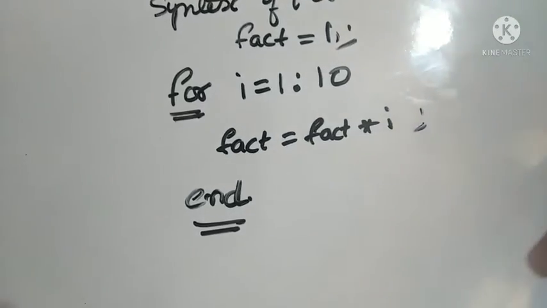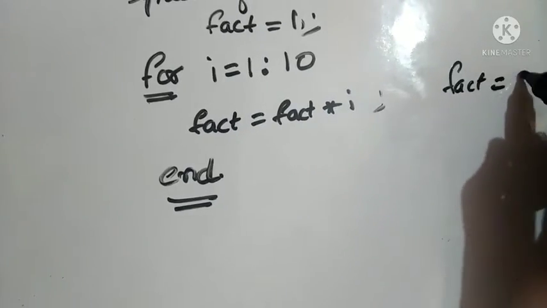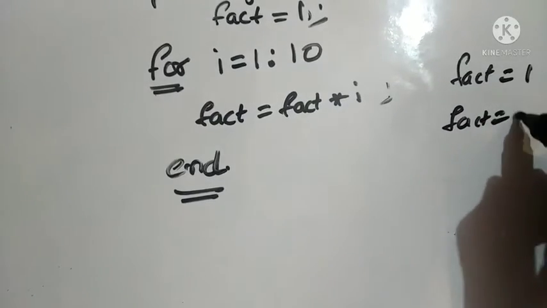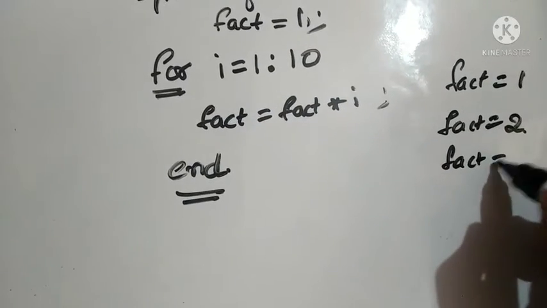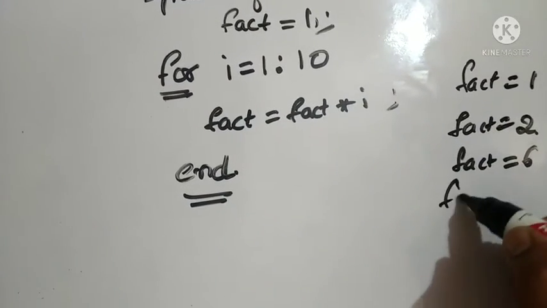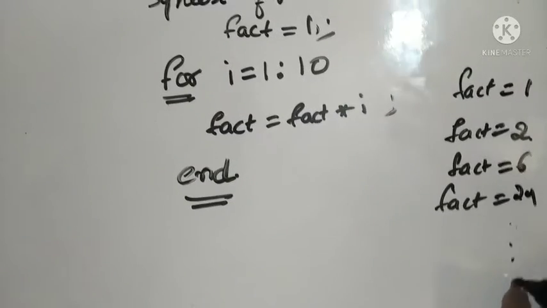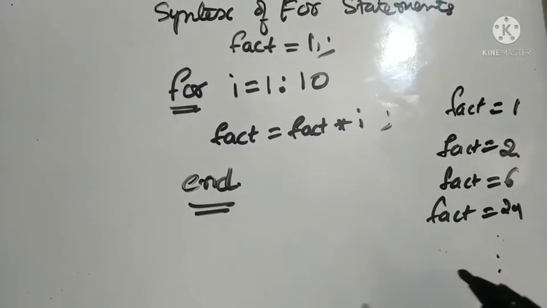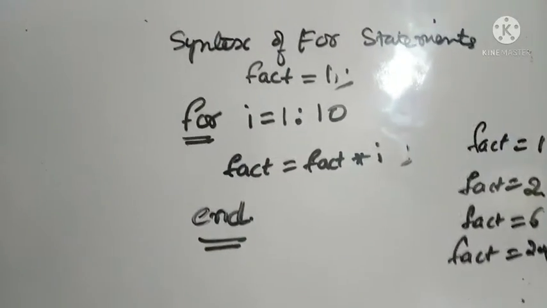What happens during the first execution? The value of I is 1, so 1 into 1, the fact value becomes 1. During the second iteration, I is 2, so fact is 2. During the next iteration, fact is 2 times 3, which is 6. Next, 6 times 4 is 24. Like this we get the factorials up to factorial of 10. So this is about the for loop.